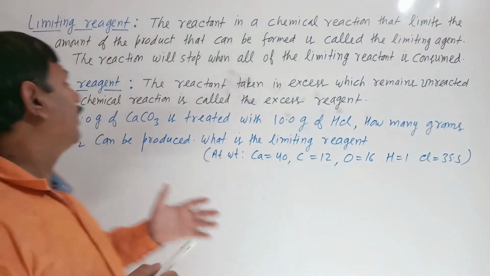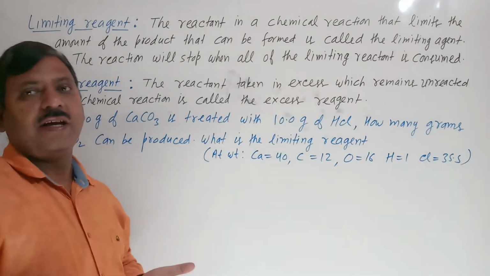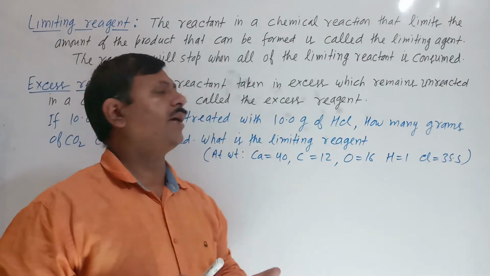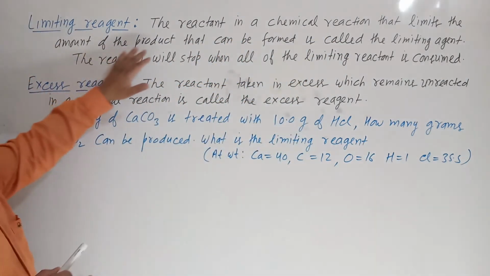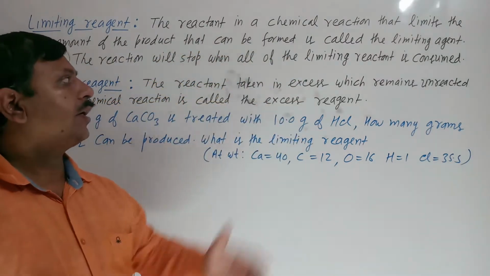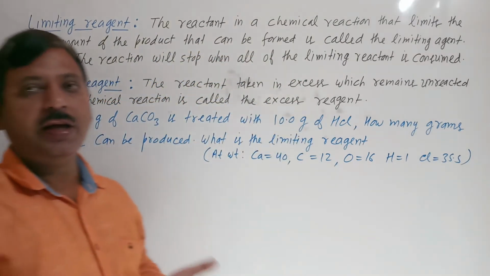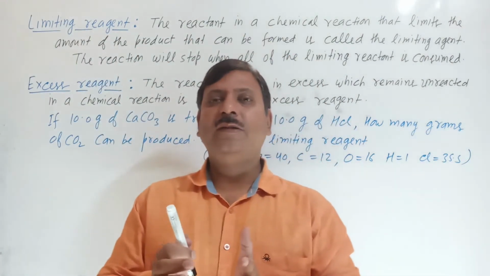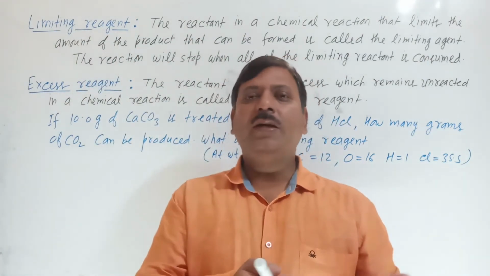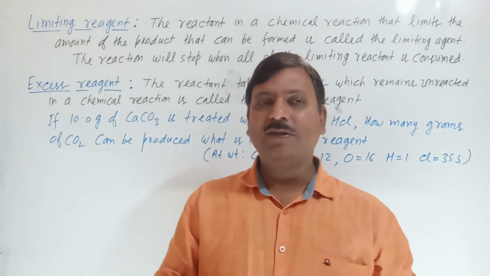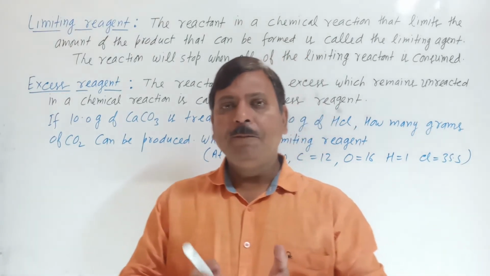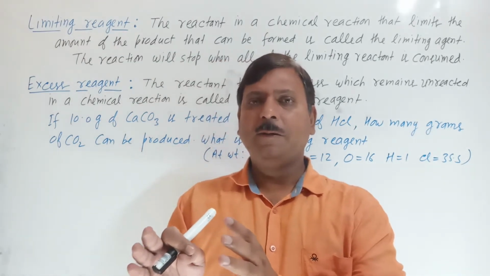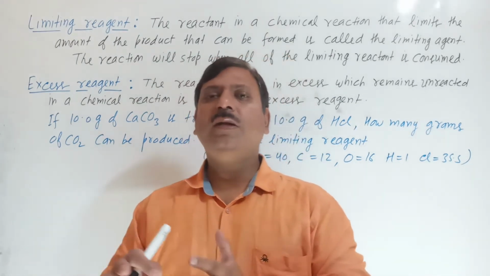See, what is limiting reagent? The reactant in a chemical reaction that limits the amount of the product that can be formed is called the limiting reagent. In a chemical reaction, there may be two reactants or three reactants combining. So what is the limiting reactant which limits the reaction? ठीक है, जो रिएक्शन को क्या करता है बेटा, लिमिट करता है.